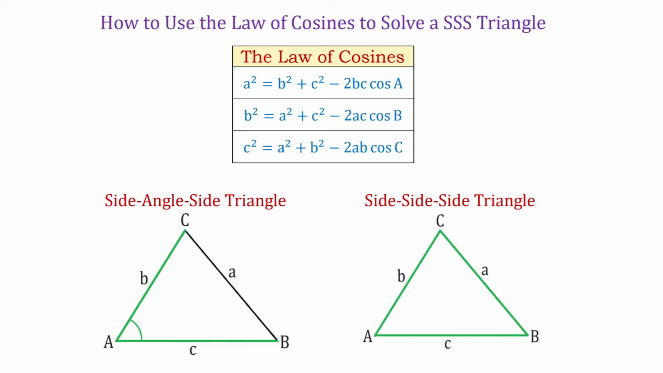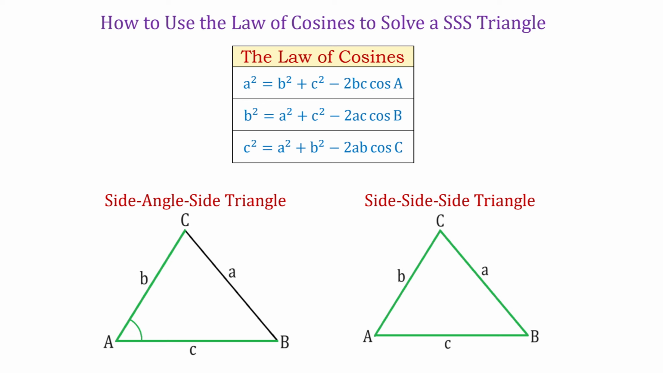Hello. The law of cosines is used in trigonometry to solve oblique triangles, and it is applied in two specific cases. The first case is a side-angle-side triangle, and the second a side-side-side triangle. So in the first case, we are given two sides and the included angle, and in the second case, we are given all three sides.